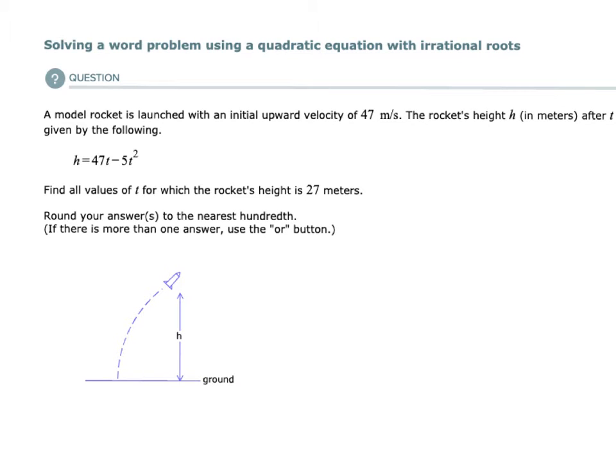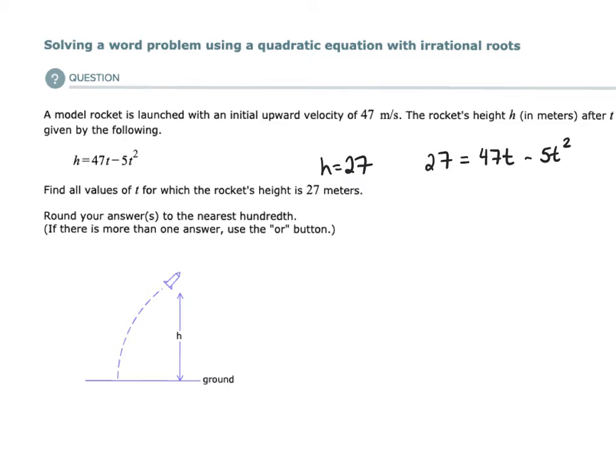Okay, let's go ahead and look at this problem where we have some equation that relates h and t, and we want to find out what t is when h equals 27. So we're going to have to use a quadratic, so we will plug in 27 for h, and so we're solving this equation: 27 equals 47t minus 5t squared.